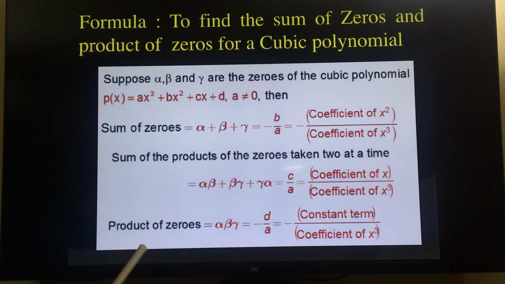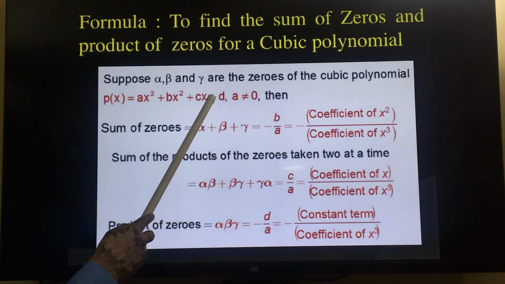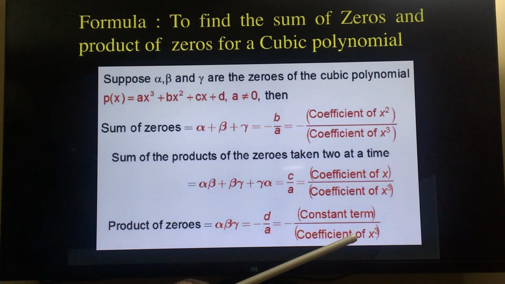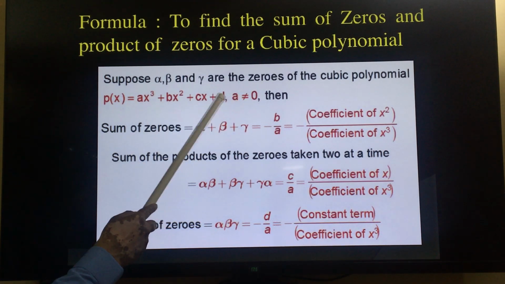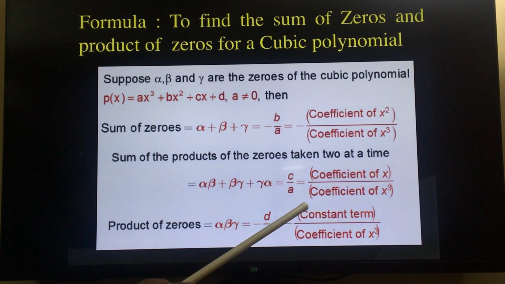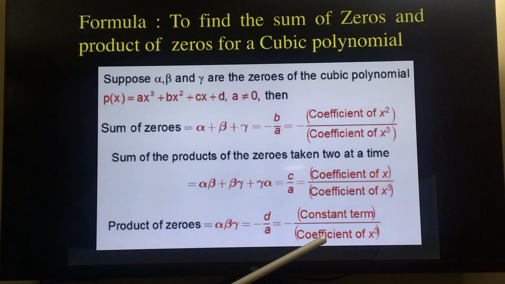Now similarly, product of zeros alpha into beta into gamma is equal to minus d upon a. That is minus constant term upon coefficient of x cube. So minus constant term is d, upon coefficient of x cube is a. So minus d upon a. So this will be equal to minus constant term upon coefficient of x cube. So these are the three formulae to find out the sum and the product of zeros in case of a cubic polynomial.